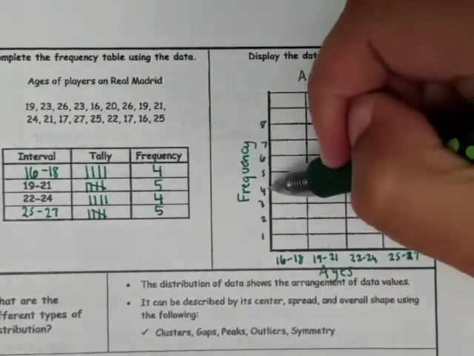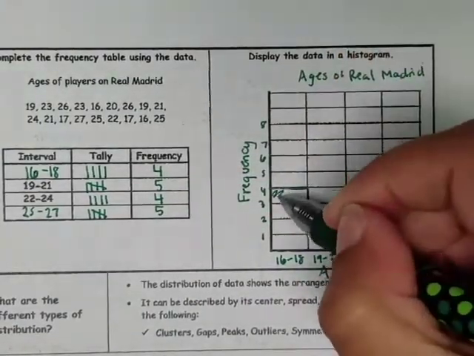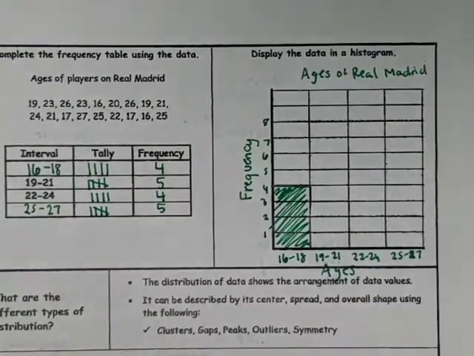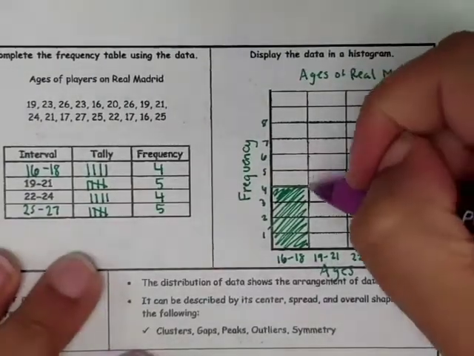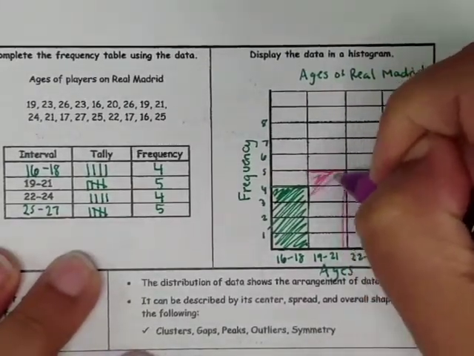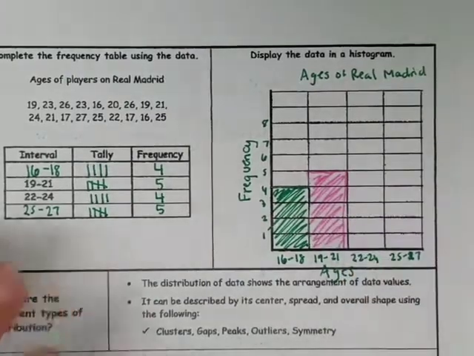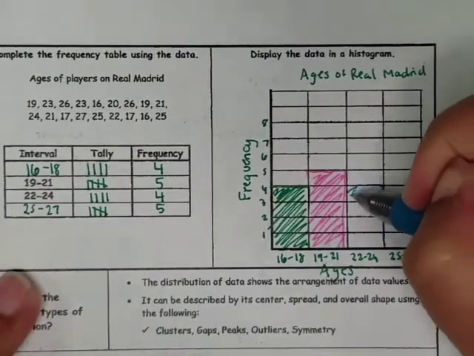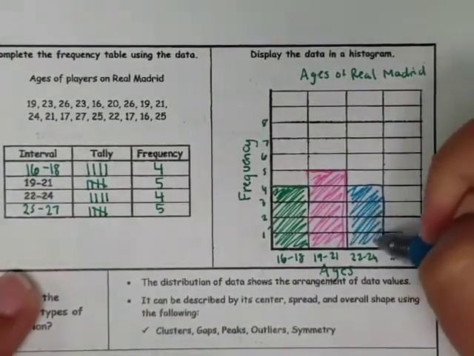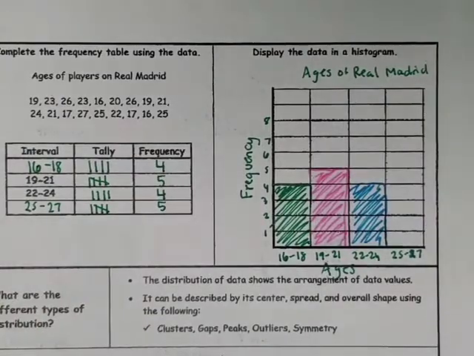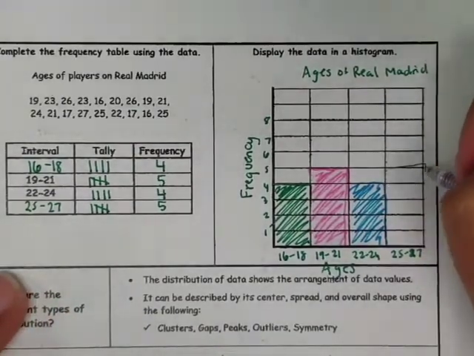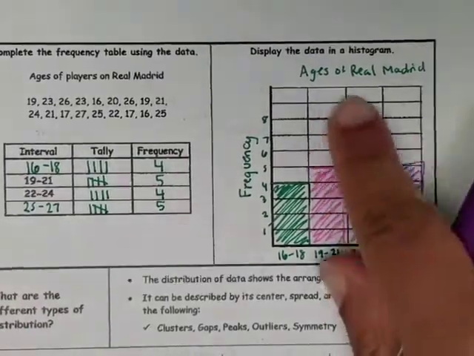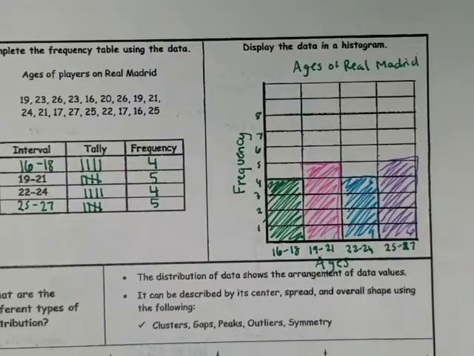So in this first interval, we have 4. If you want to use different colors for your bars, you can. And then 19 through 21, there's 5. So I'm going to do 5 bars there. And then 22 through 24, there's 4 bars for that one. And then in 25 through 27, there's 5 for that. All right. So there's our histogram of the Real Madrid soccer players, their ages.